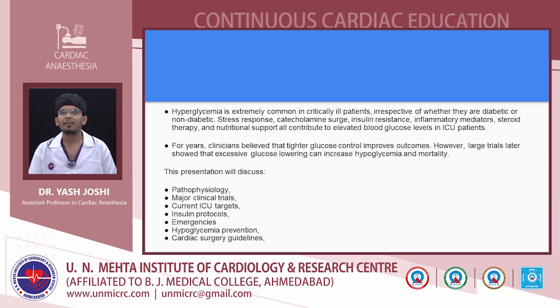Now, stress hyperglycemia can occur in both diabetic as well as non-diabetic patients. During critical illness, there is activation of the stress response, which causes increased secretion of cortisol, catecholamines, glucagon and growth hormone. These hormones stimulate hepatic glucose production through gluconeogenesis as well as glycogenolysis. At the same time, inflammatory cytokines such as TNF alpha as well as interleukin 6 signaling pathways result in insulin resistance. The consequence is elevated blood glucose despite normal or even elevated endogenous insulin levels.